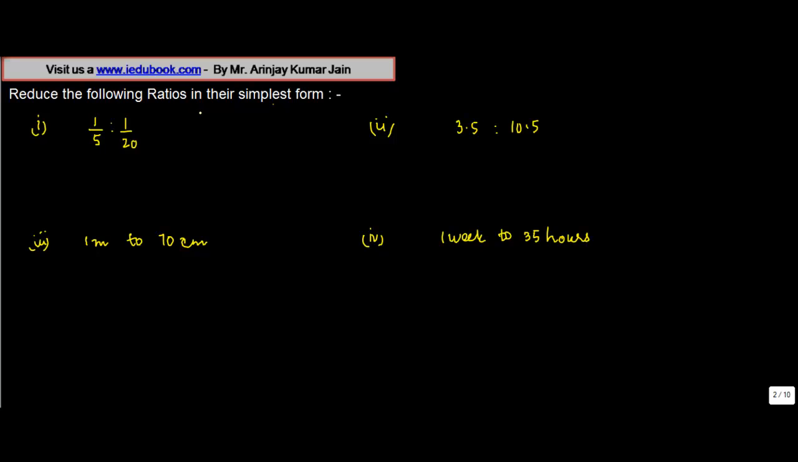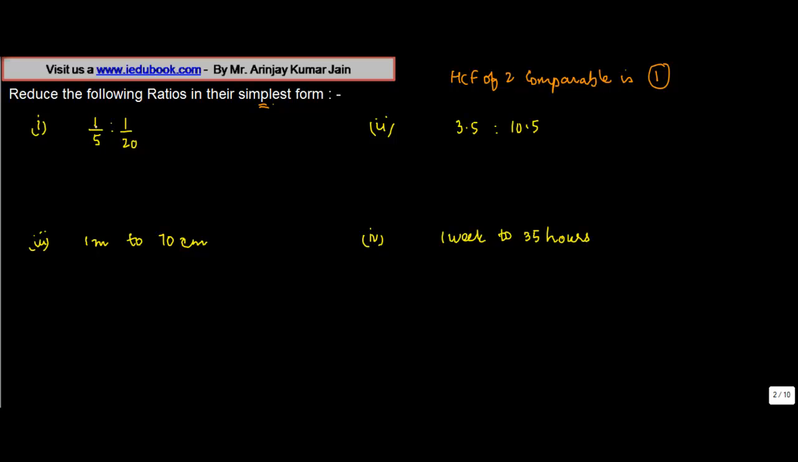Reduce the following ratios in their simplest forms. Now, as I told you in the previous video, in order to reduce a ratio into its simplest form, we need to simplify the various numbers or quantities or ratios which are given to such a state that ultimately the HCF of two comparables is 1. Right?